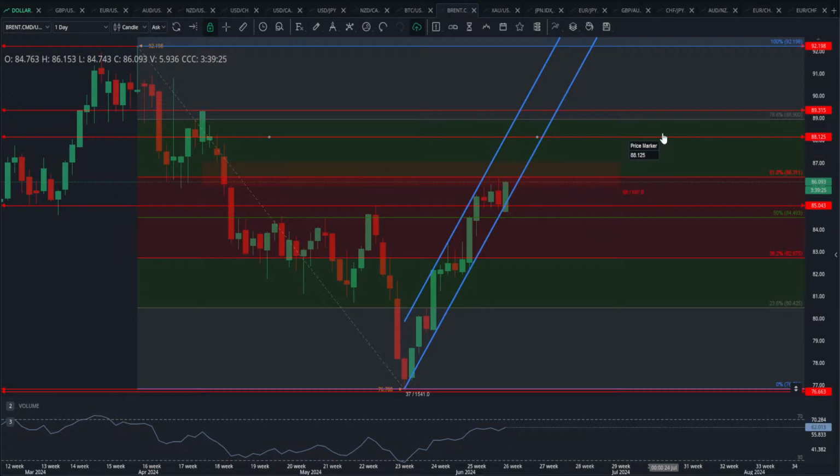This is a very true price for the sellers to jump in. If not, then we will see what happens in the future. But right now, this seems a very lucrative price for the sellers. 88.12. So that means essentially $2 above from here.